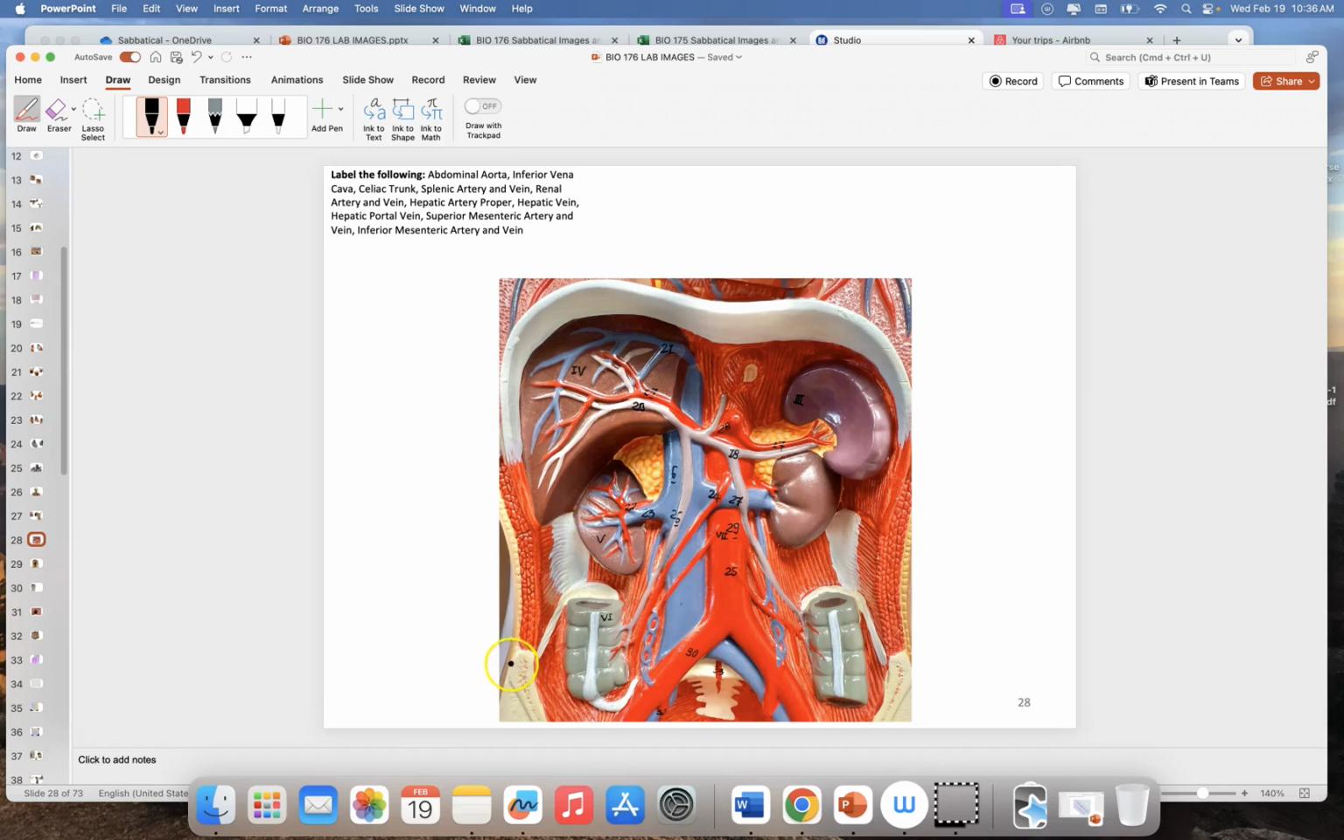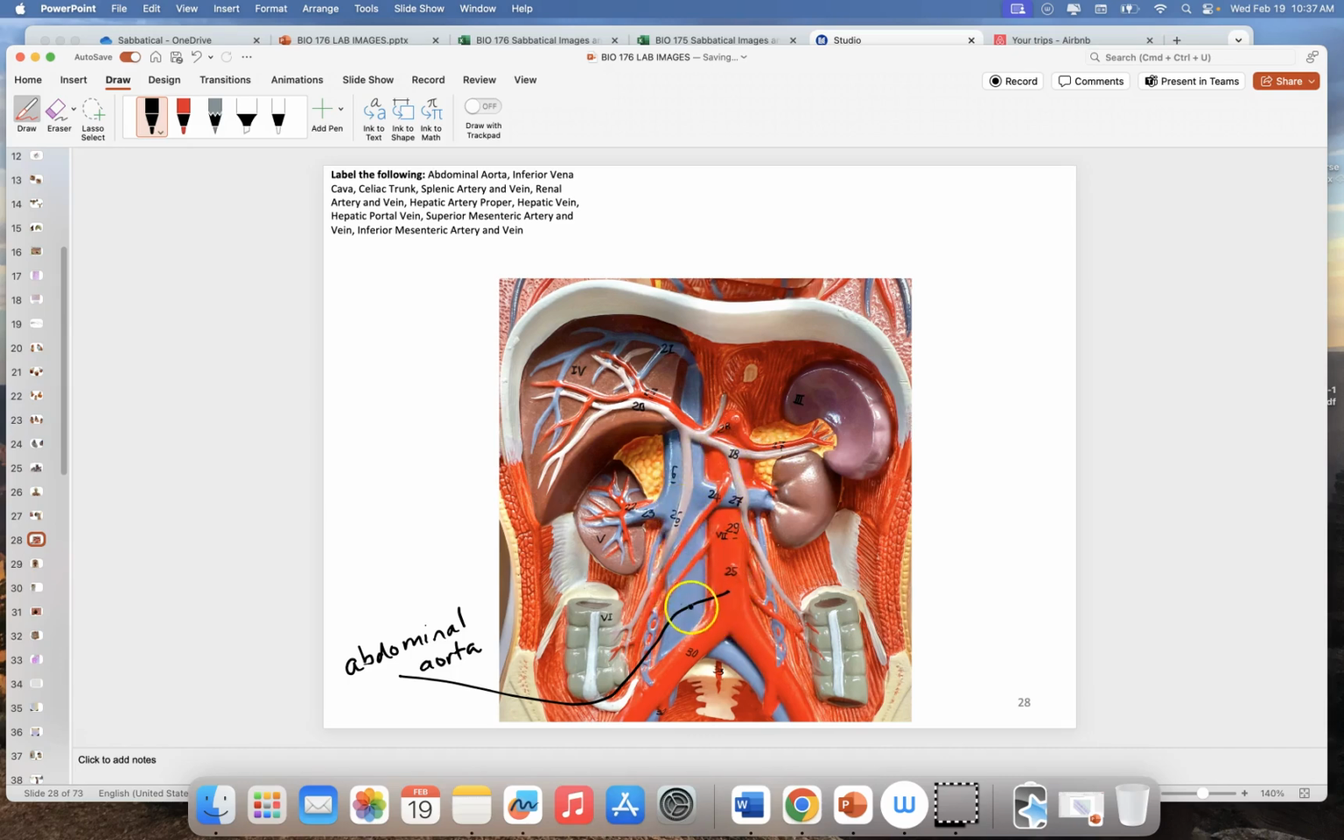We have the abdominal aorta, so that's what we see here is that abdominal aorta. What I will do is I will go ahead and draw us a line. And that's our first major vessel right here. And you can see there's all kinds of branches coming from this abdominal aorta.